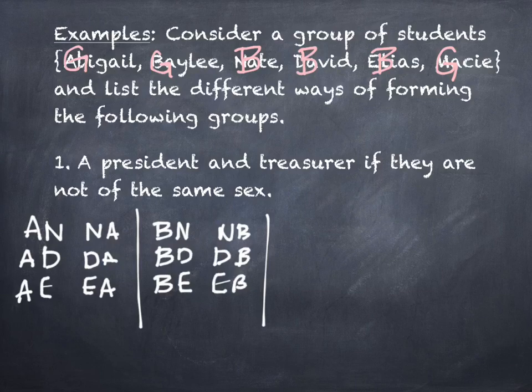Last girl's Macy, right? So we're going to list Macy. And I can pair her up with each one of the boys, just like I did with Abigail and Bailey. So I can do MN, MD, or ME. And then what do I do? I switch them. So I've got NM, DM, EM.